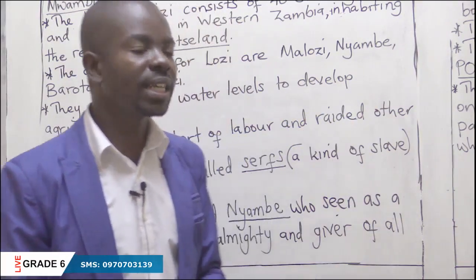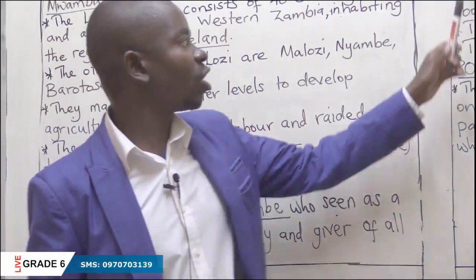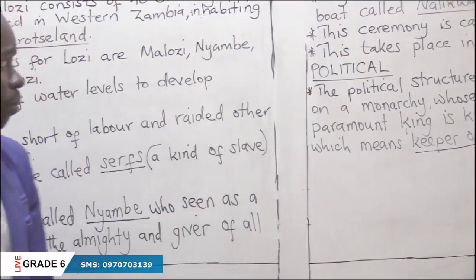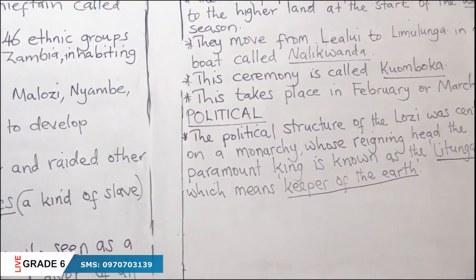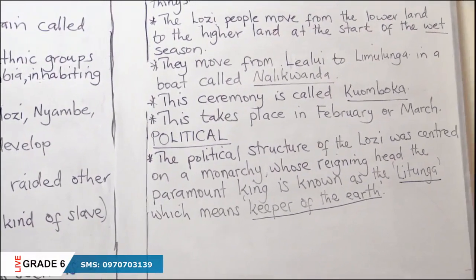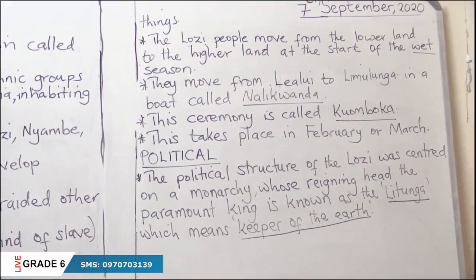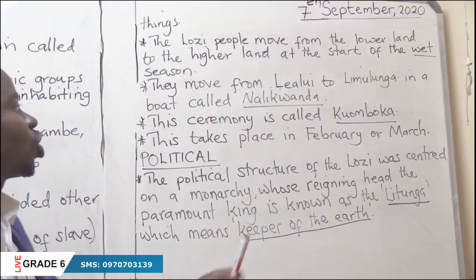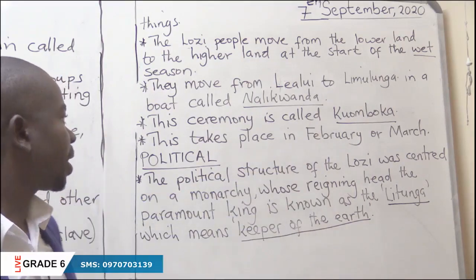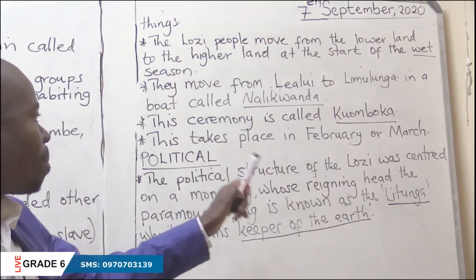So boys and girls, you must understand that the reason why the Lozis moved from the lower land to the higher land is because of the rainy season. It usually gets flooded at the lower land, so they have to move to the higher land at the start of the wet season. This movement is a ceremony which is called Komboka.